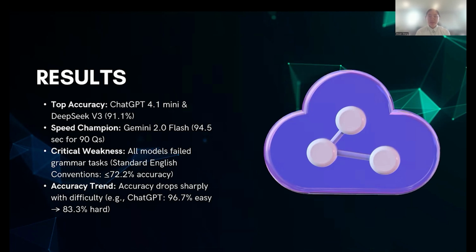So to basically talk about the results, the top accuracy were the ChatGPT 4.1 Mini and DeepSeek V3 at 91.1%. Gemini 2.0 Flash was the fastest at evaluating all 90 questions at 94.5 seconds. All models struggled with grammar tasks such as standard English conventions, with an average accuracy lower than 72.2%. And the accuracy drops sharply with difficulty. For example, ChatGPT had a 96% accuracy for easy questions and an 83.3% accuracy for hard questions.